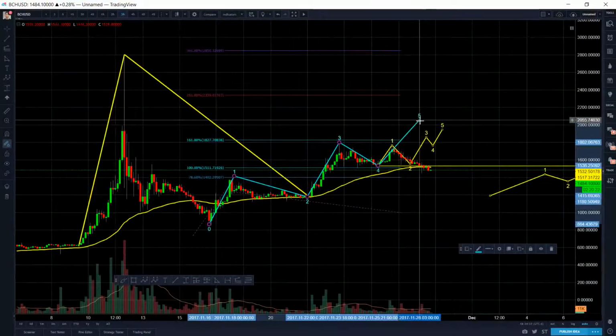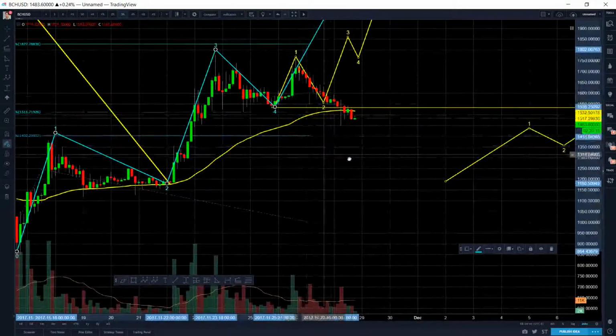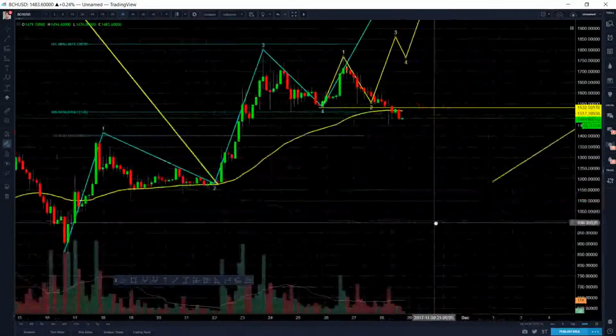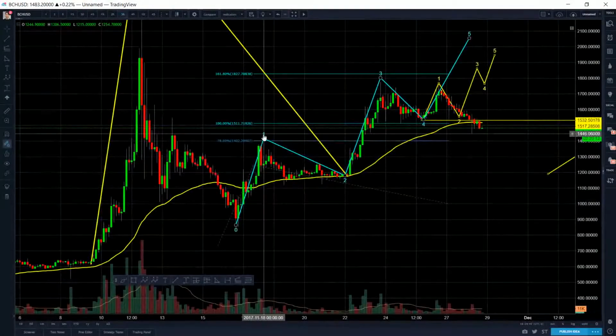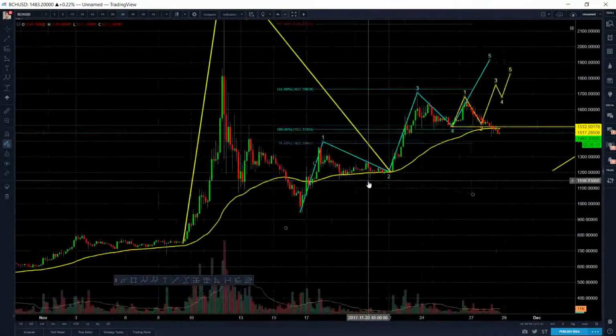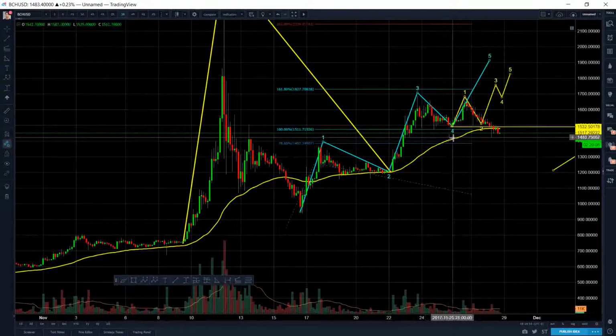Okay, you guys ready for this? All right, so we were all hoping, right? This one here, this one right there, as you guys can tell, it failed, right? This is our wave 1, this is our wave 2, this is our wave 3. This was supposed to be wave 4, and we all played that perfectly.